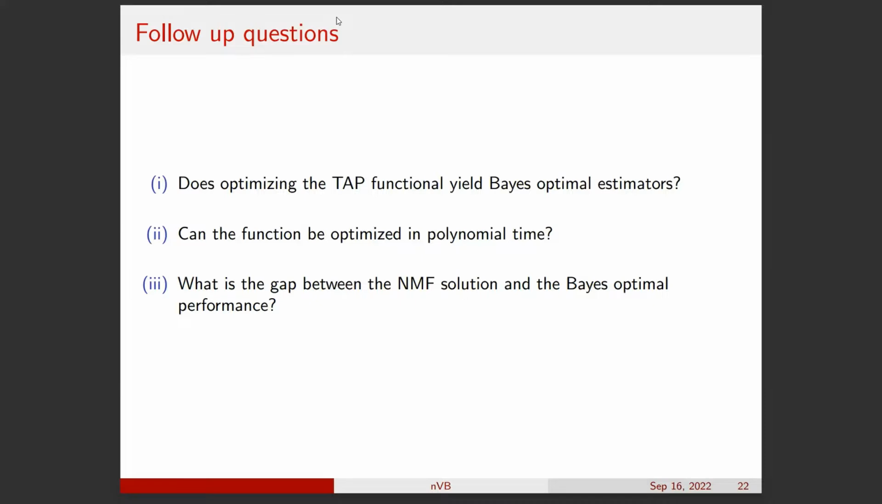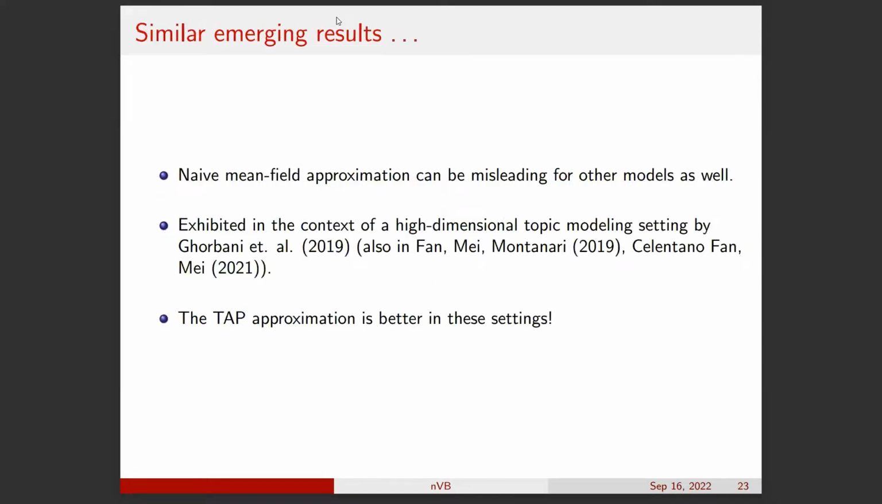And of course, there's a question that in practice, we don't quite implement these more complicated procedures. Most of the time, we just implement the naive mean field approach. So there is a question like, how much do you gain? Okay, this is supposed to give you the Bayes optimal performance. What is the optimality gap if you just used the NMF solution in this case? So that's, I think, another question to be explored.